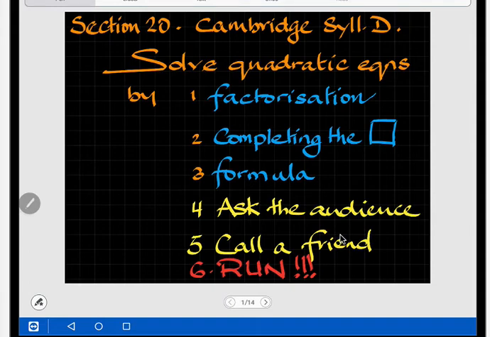Good evening, guys. Today I'm going to cover part of section 20 from the syllabus. It's about solving quadratic equations. There are three methods. Method one is factorization, method two is completing the square, and method three is the formula.